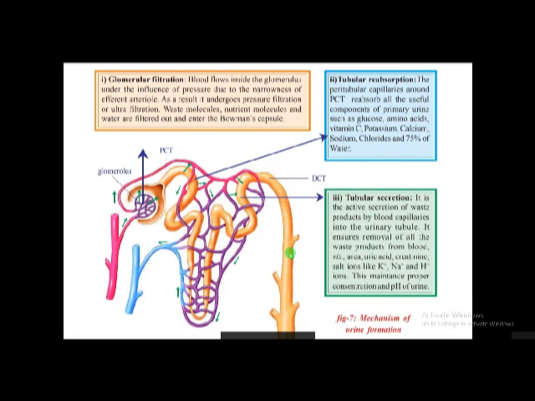And the last one is concentration of urine. After completion of all these, glomerular filtration, tubular reabsorption, and tubular secretion, concentration of urine takes place. That means if there is any excess water and useful substances in the urine, they are also reabsorbed. This results in the formation of concentrated urine. That means the urine we excrete regularly, daily we micturate approximately 1.3 to 1.6 liters of urine.